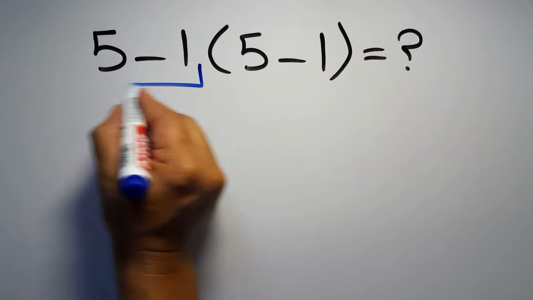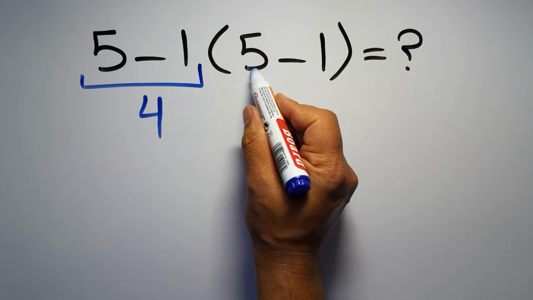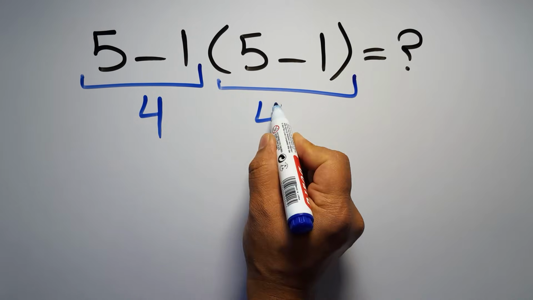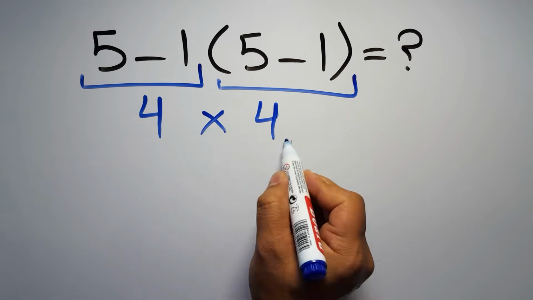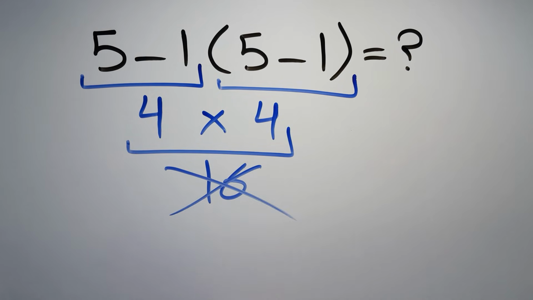5 minus 1 gives us 4. And again here inside this parentheses we have 5 minus 1. So 4 times 4, which equals 16. But this answer is not correct.